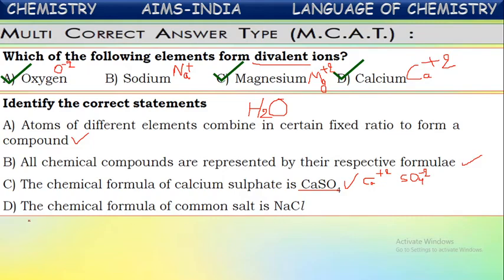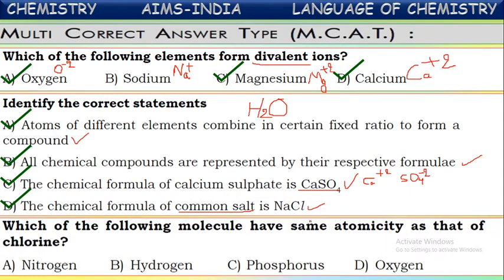For the last statement, the chemical formula of common salt. Yes, common salt is one of the trivial names or common names of the chemical compound sodium chloride. Its chemical formula is NaCl. It is also correct. So all four statements are correct here.